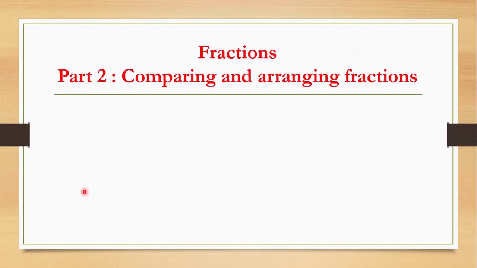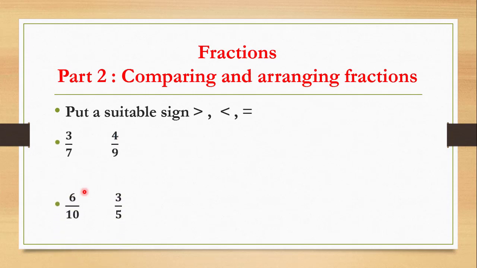Okay, let's complete. Put a suitable sign greater than, less than, or equal. We have two examples here. They are completely different. Let's make a cross product together. Imagine, don't write, just imagine. 7 times 4, 28. 9 times 3, 27. So we have 27 and 28. Which one is greater? 28. So 3/7 is less than 4/9.